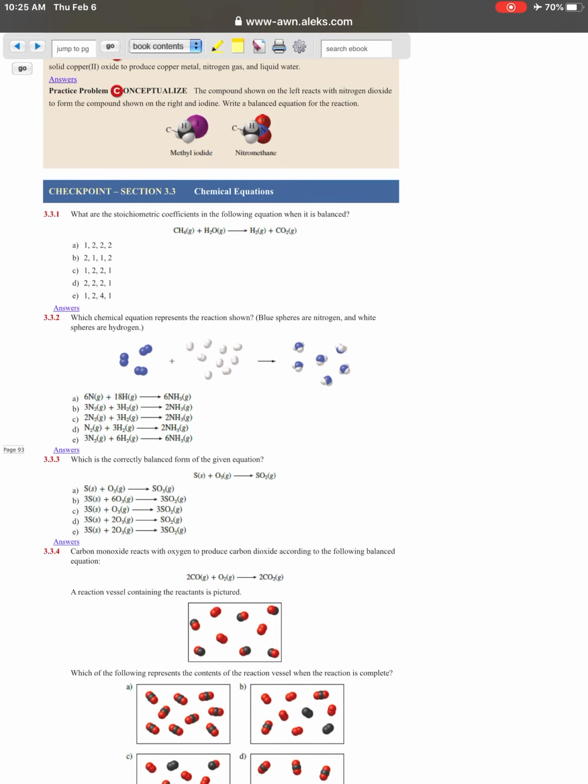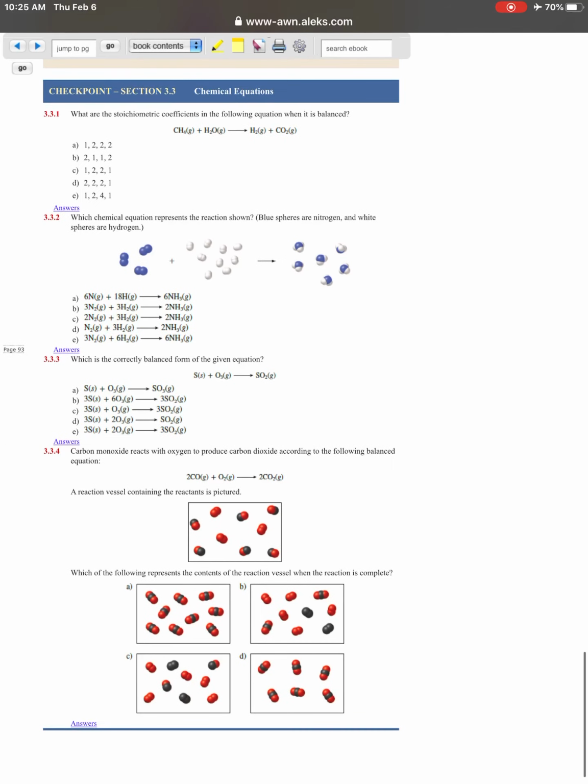Balancing equations can be simple for you. It can be hard. So go through as many of these problems as you can. And if you need help with them, let me know. I can help you out on balancing. It's really just practice, practice, practice.